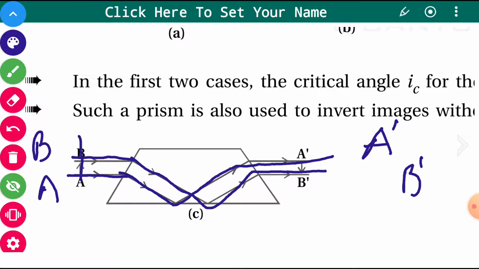It was like this earlier. The object is like this. The image is in this particular direction, which means it is an inverted image. Okay, so this TIR is used to invert the image also.